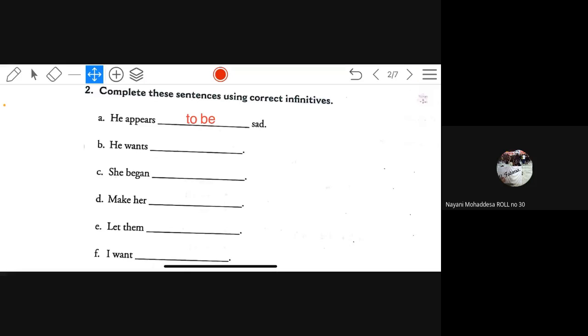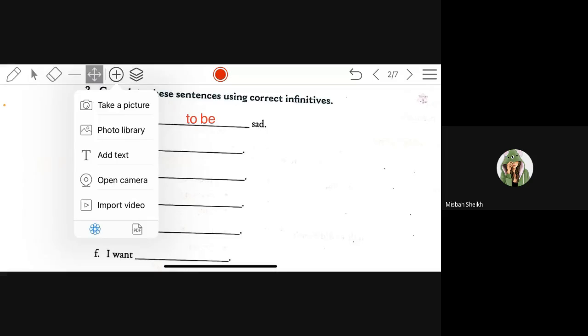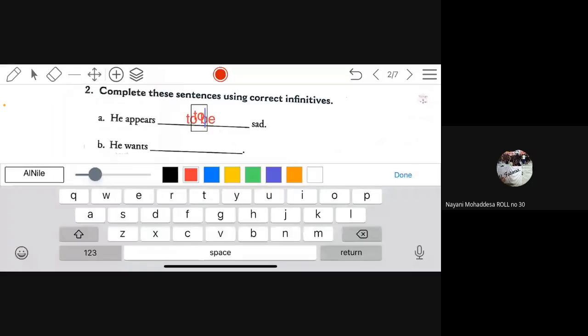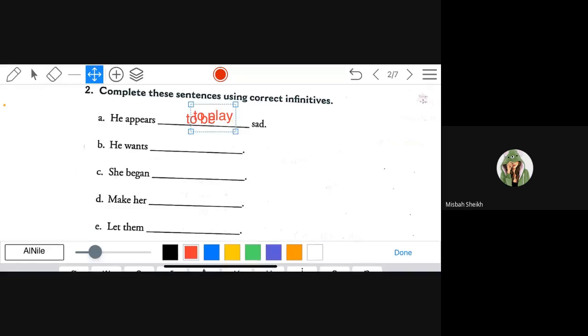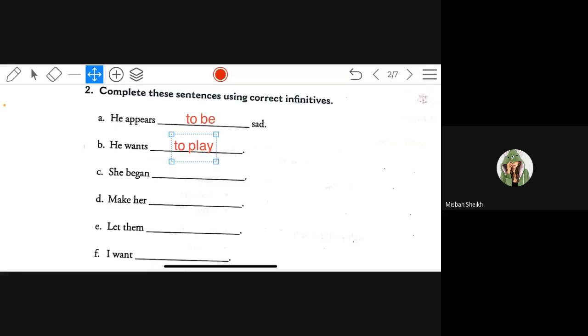He wants to play. Who is that? Misbah. Zainab. What else can you write over here? To plan. Yes. He wants to play, he wants to read, he wants to sing, anything.